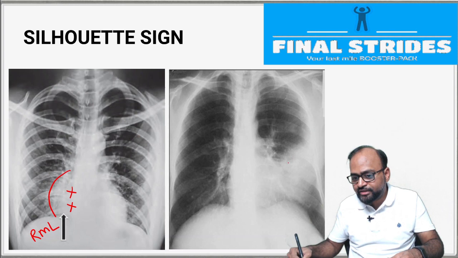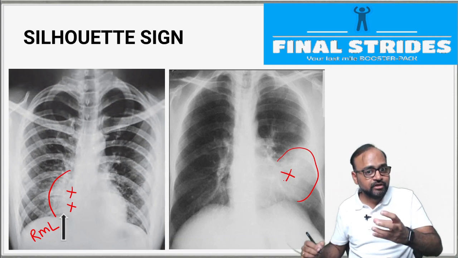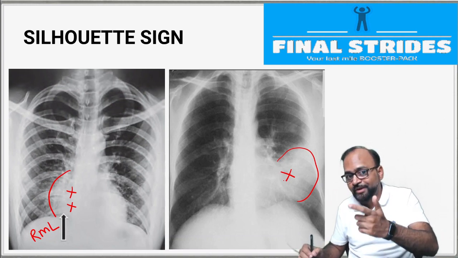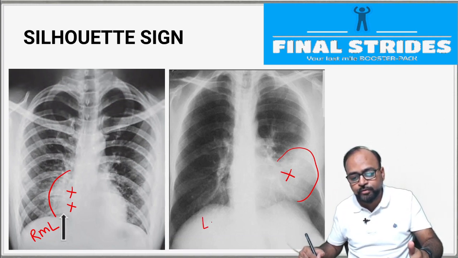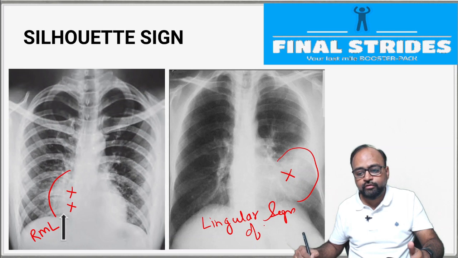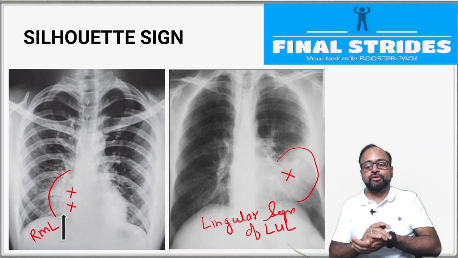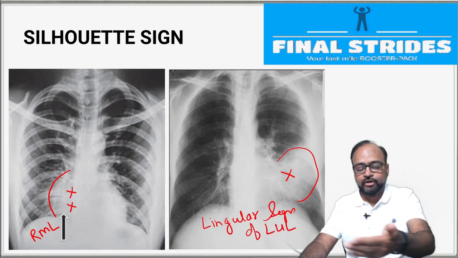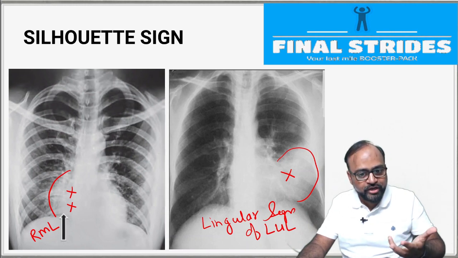Whereas look at the second X-ray here, there is an area of haziness in the left paracardiac area, the left heart border is not visualized. If the left heart border is not visualized, the disease lies in the left paracardiac area. Left paracardiac area is what? It is the lingular segment of left upper lobe. So this is lingular segment of left upper lobe. So right middle lobe pneumonia, lingular segment pneumonia, consolidation.